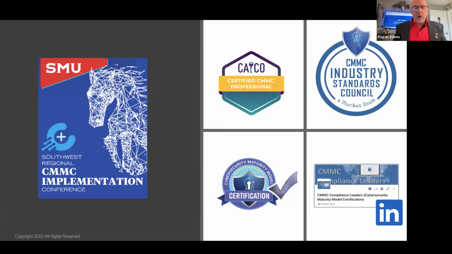So as a part of the CMMC Industry Standards Council, members are also attending this, and also the CMMC Compliance Leaders group on LinkedIn. So this is an effort to understand DFARS 252.204-7012 requirements right now, to understand the NIST 800-171 requirements for CUI, and also to understand those requirements and how they impact the CMMC maturity model certification process. Okay. All right.